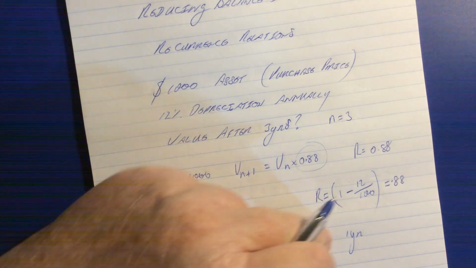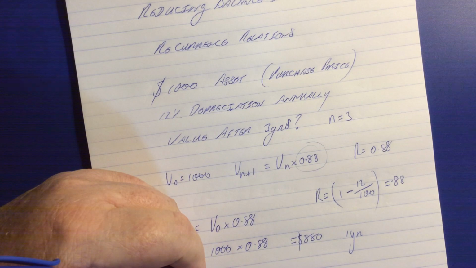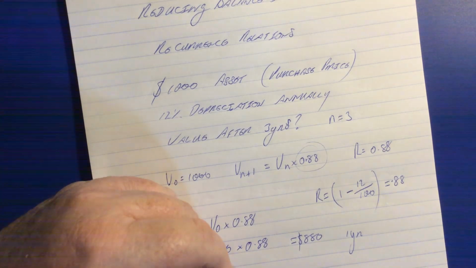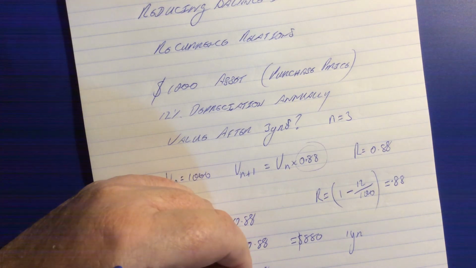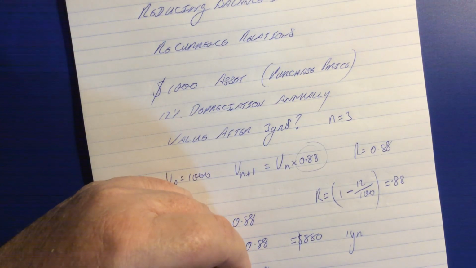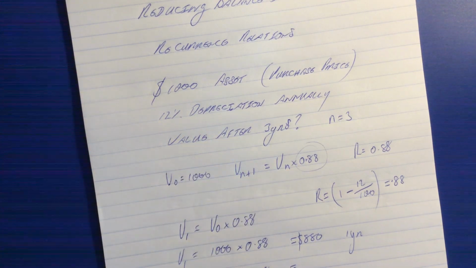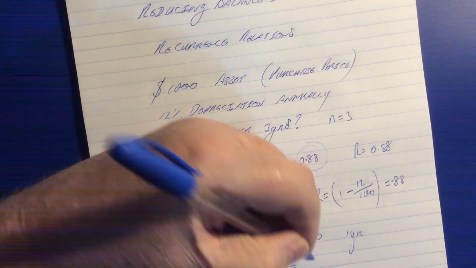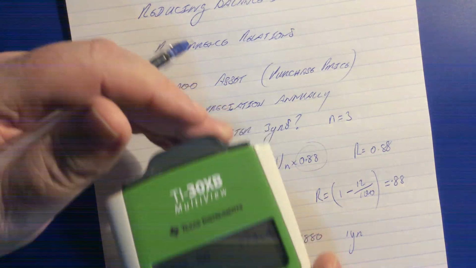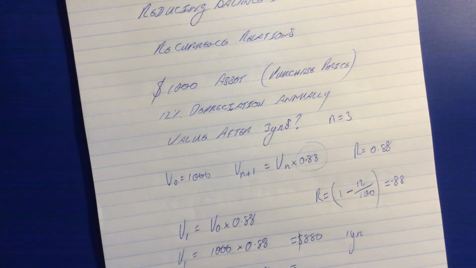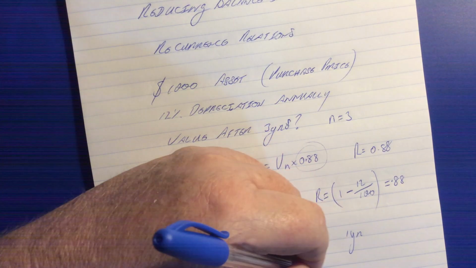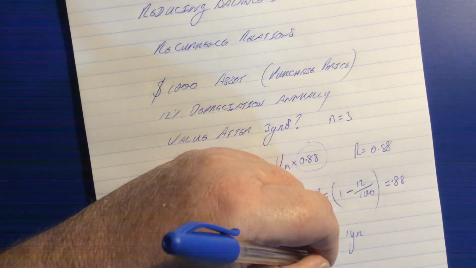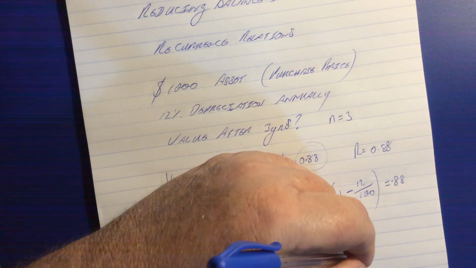V2 is going to equal V1, so that is $880 times 0.88. Sorry, the decimal point should be there. Okay, so let's take that $880 and multiply it by 0.88. And what we get is $774.40. And that's 2 years.